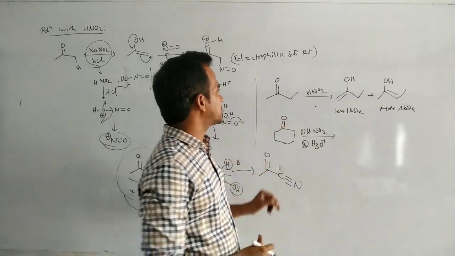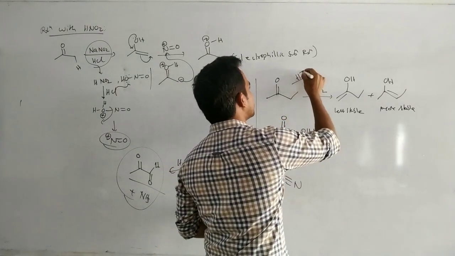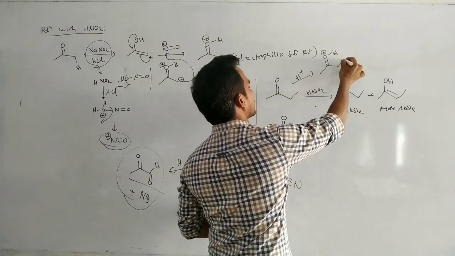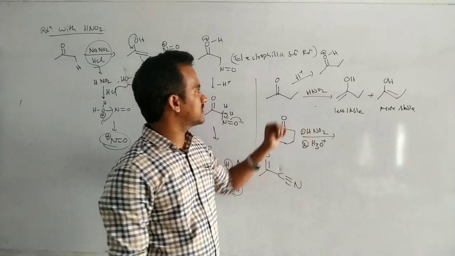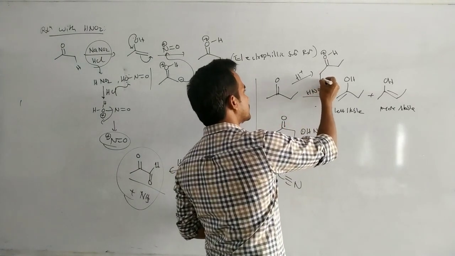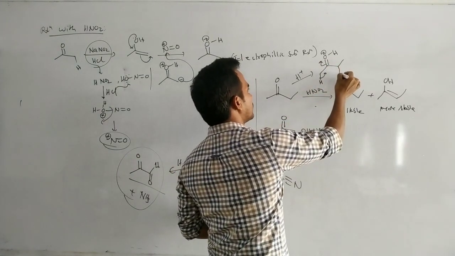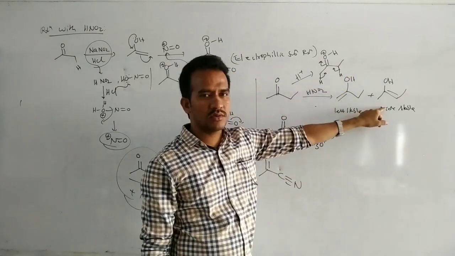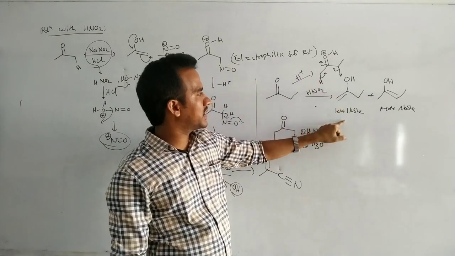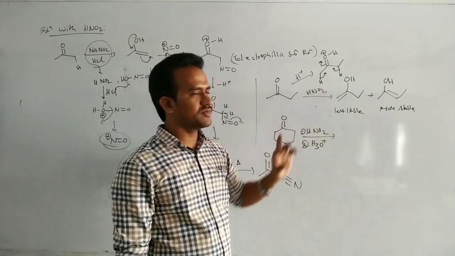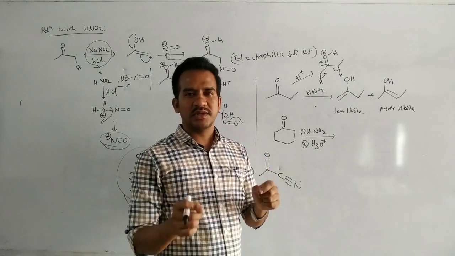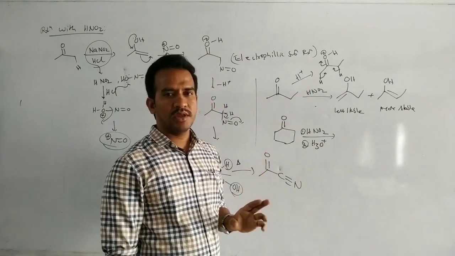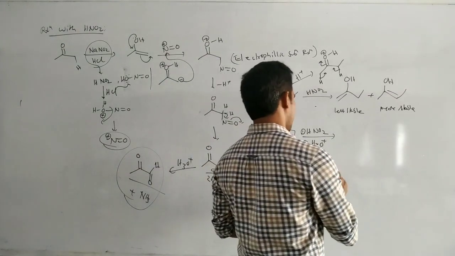Actually, this enolization takes place in acid medium, not in basic medium. First, protonation takes place. Next, proton transfer. Either proton can be transferred. By the loss of the H plus, you will get this enol. By the loss of H plus from this carbon, you will get this enol. So two enols are formed. In the presence of basic medium, enolate is formed. In the presence of acidic medium, enol is formed.